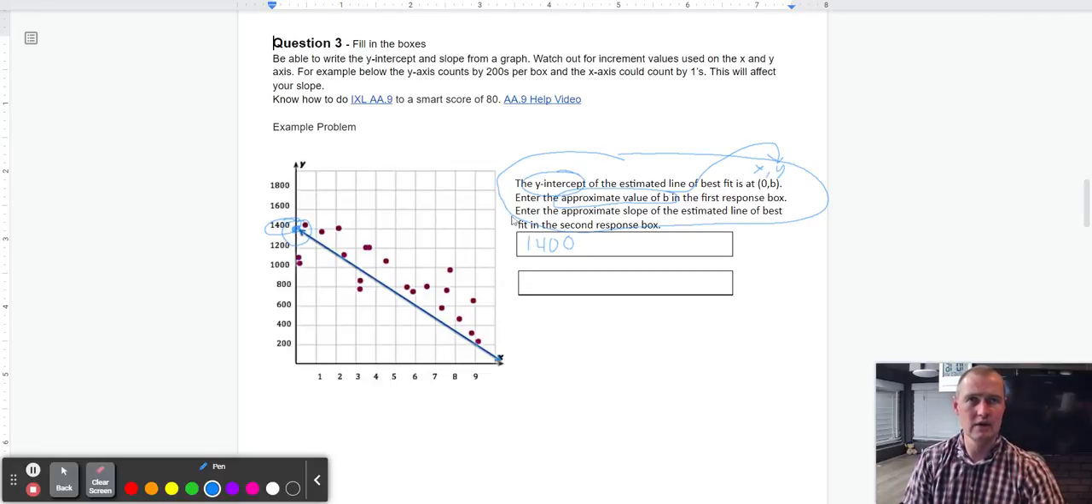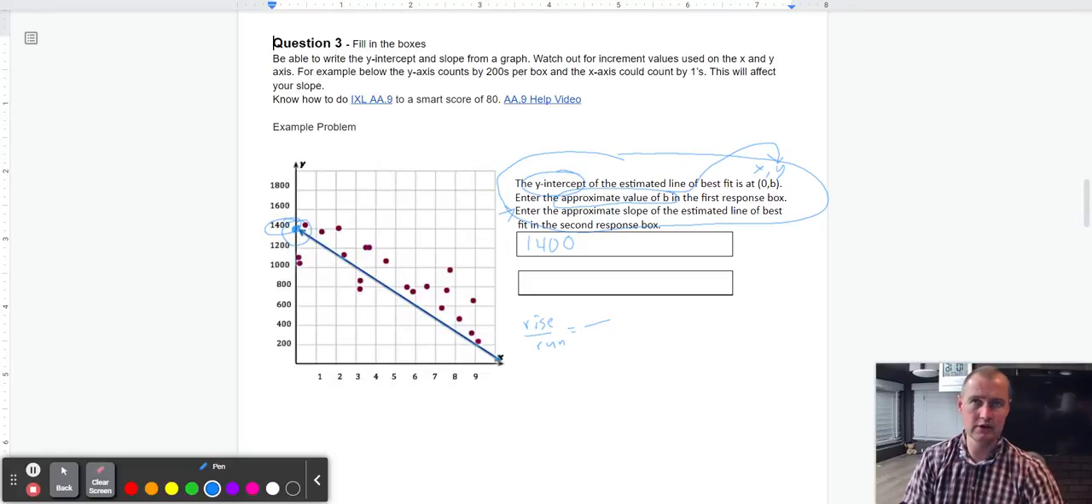All right, now there's one more box. Notice that there is one more thing to do, so we have to read the third line down. Enter the approximate slope of the estimated line of best fit in the second response box. Approximate slope means, to the best of your ability. So remember, slope is rise over run. What we're going to do is figure out how many you need to count up and over to get to the next point.